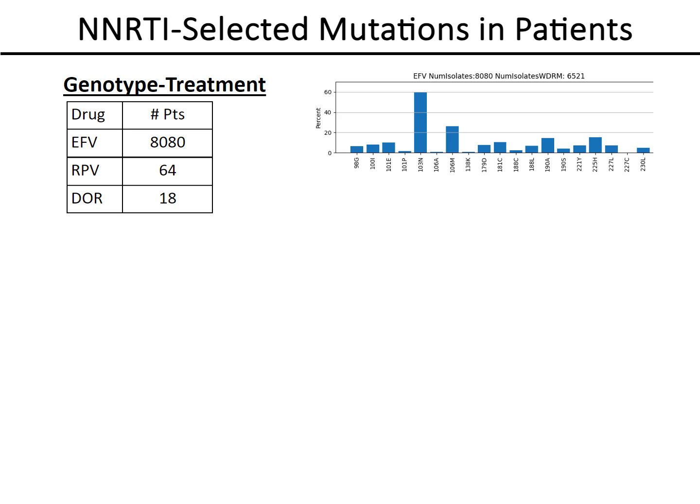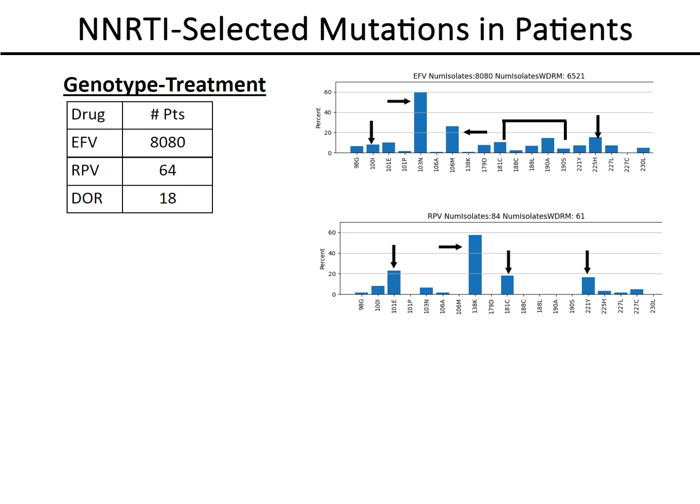K103N and V106M are the most common efavirenz-selected drug resistance mutations. V106M occurs commonly in subtype C isolates. L100I and P225H often occur in combination with K103N. Y181C, Y188L, and G190A and S are other commonly selected drug resistance mutations.